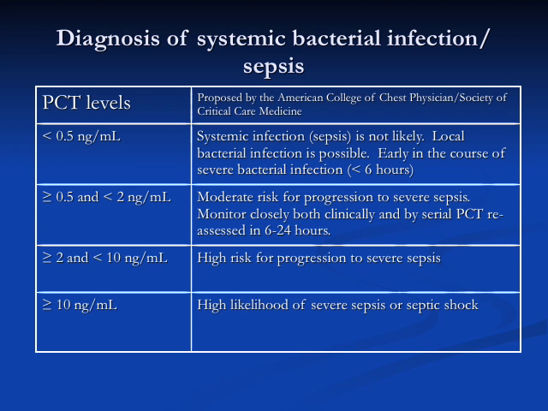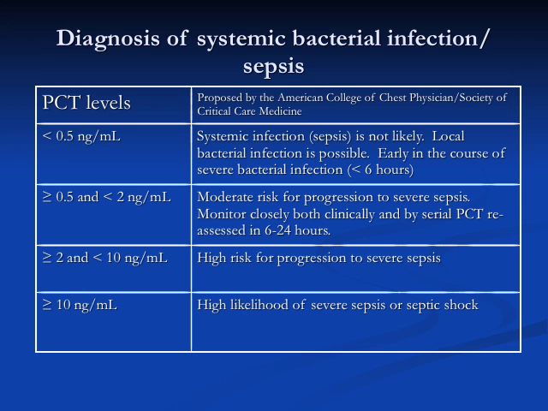This table shows proposed cutoff ranges of procalcitonin, again using the older LUMI test assay. This was proposed by the American College of Chest Physicians and the Society of Critical Care Medicine. Just going through each cutoff range: at less than 0.5 nanograms per milliliter, they categorize this as systemic infection not likely, keeping in mind that local bacterial infection is possible. Early in the course of severe bacterial infections, usually less than 6 hours, can also have low levels initially.